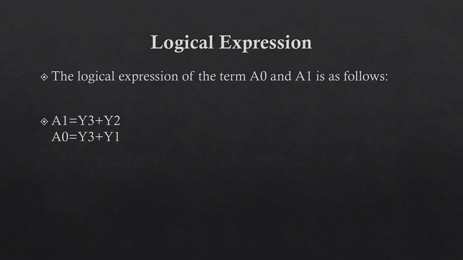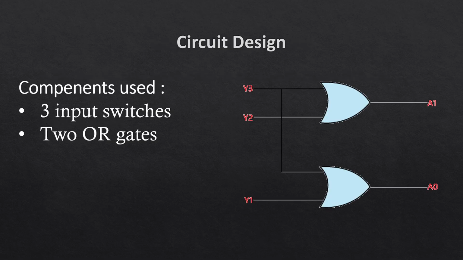The logical expression of the encoder is as follows: a1 is equal to y3 plus y2, and a0 is equal to y3 plus y1. This is the circuit diagram for the encoder. The components used are 3 input switches and 2 OR gates.